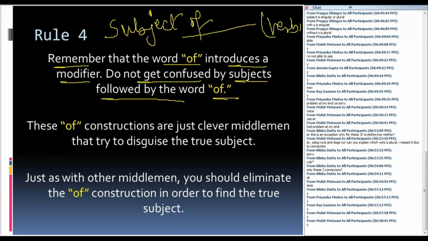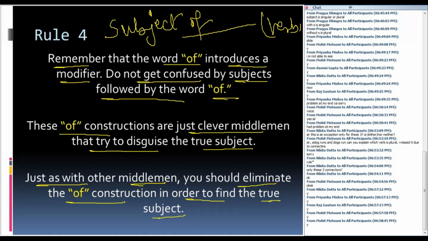These of constructions are just clever middlemen that try to disguise the true subject. And just as with other middlemen, you should eliminate the of construction in order to find out whether your subject is singular or plural. So don't get confused by of constructions. I think I have already told you about this. I'll show you more examples here.